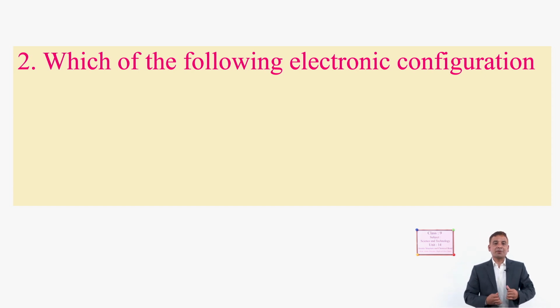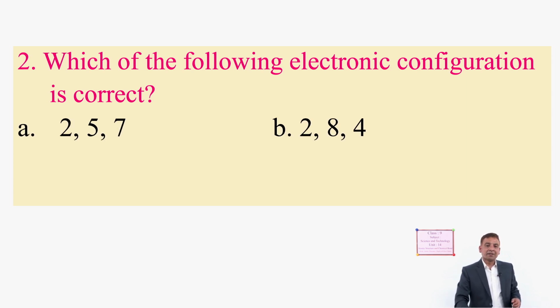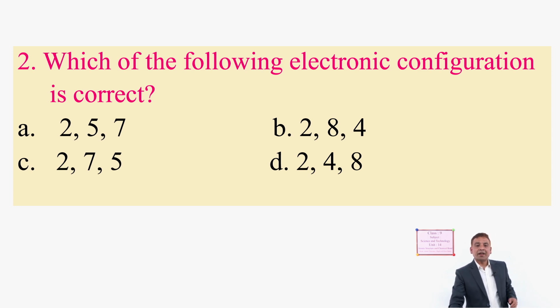Now we are talking about another question. Which of the following electronic configurations is correct? The electronic configurations given are: at the first one, K cell consists of 2 electrons, L cell consists of 5 electrons as well as M cell consists of 7 electrons. Is this correct or not? And in B, K cell consists of 2 electrons, L cell consists of 8 electrons as well as M cell consists of 4 electrons. Is it correct?